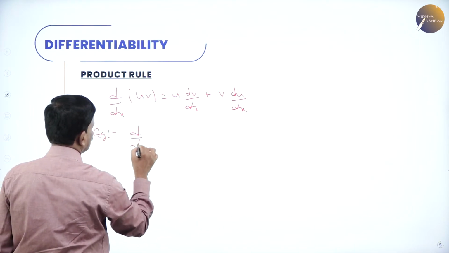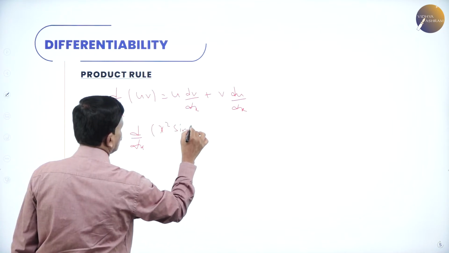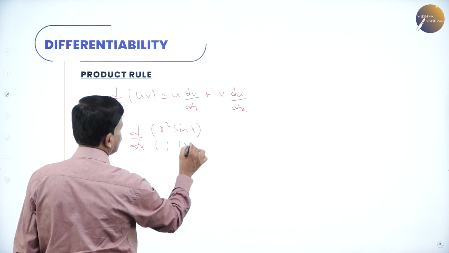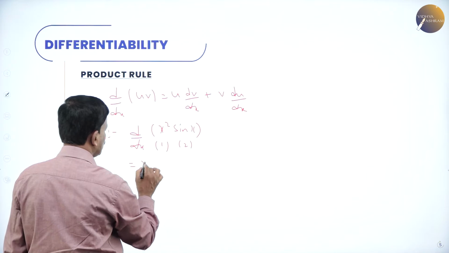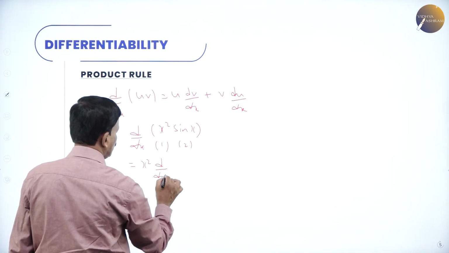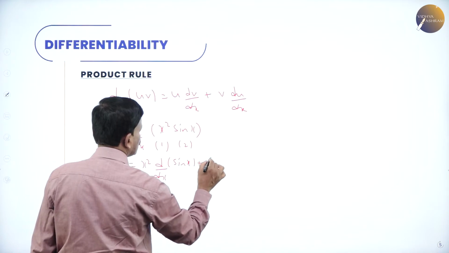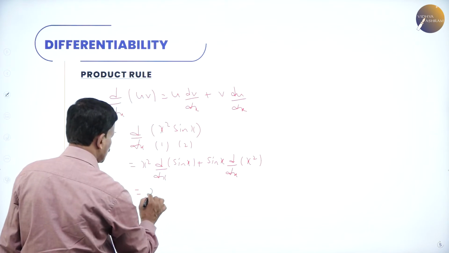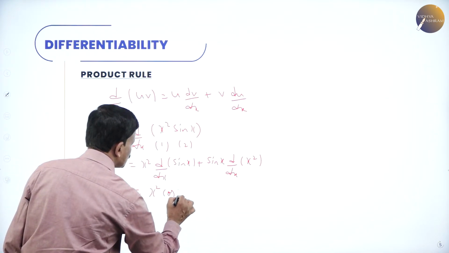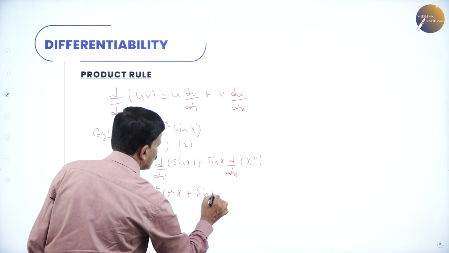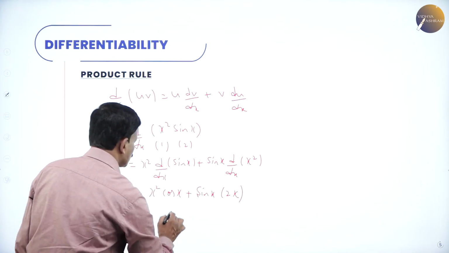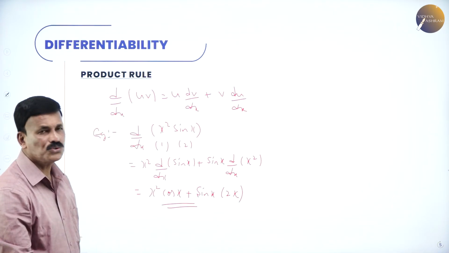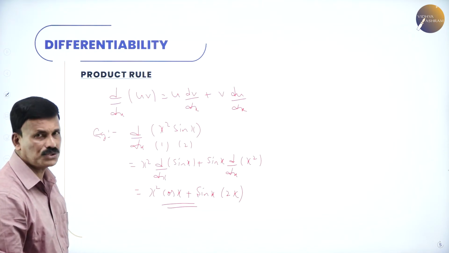d by dx of x square into sin x. Here, this is the first function and the second function, u and v. What is the formula? First function into d by dx of the second function plus second function into d by dx of the first function. So this is x square into, what is the differentiation of sin x? Cos x, plus sin x into the differentiation of x square, which is 2x. So the simplified answer for d by dx of x square sin x is x square cos x plus 2x sin x.